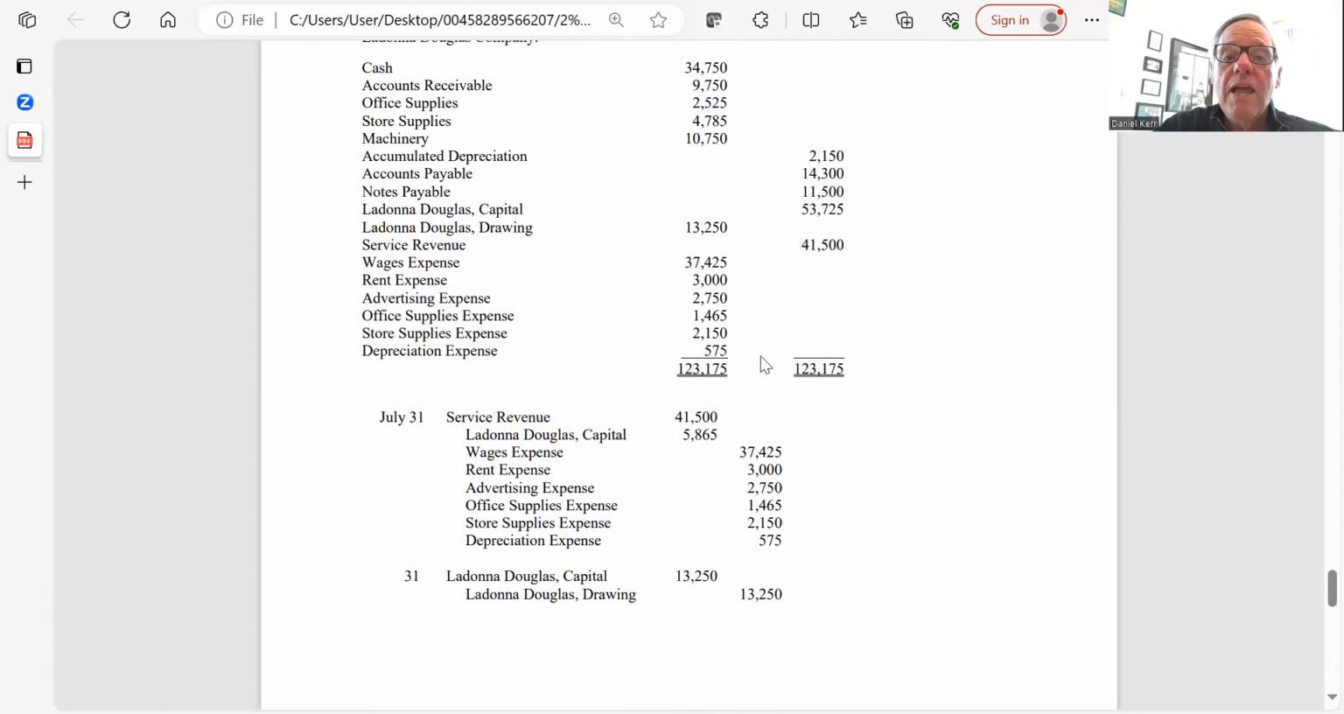So the revenue account, which has a credit balance of 41.5, you debit it. And then all the expense accounts here are credited, as you can see. And there is a balance, the difference between them. The expenses were actually larger than the revenues, so you have a debit to capital. Your second closing entry is to close out the drawing account, which has a debit balance of 13,250, and you close that out by debiting capital and crediting drawing.